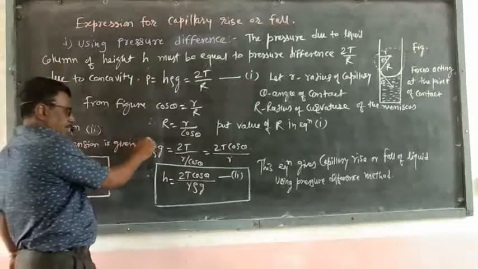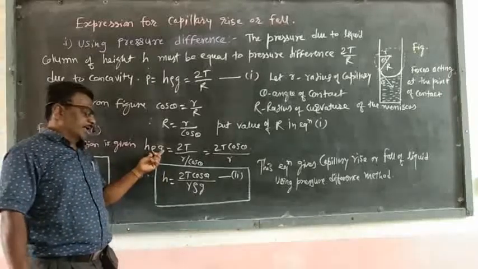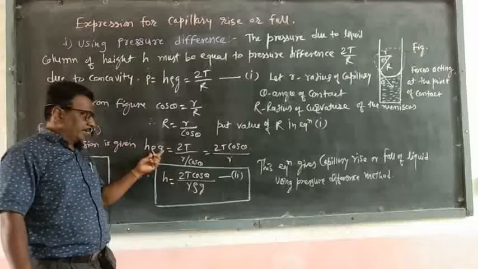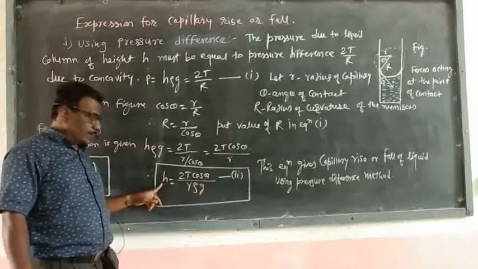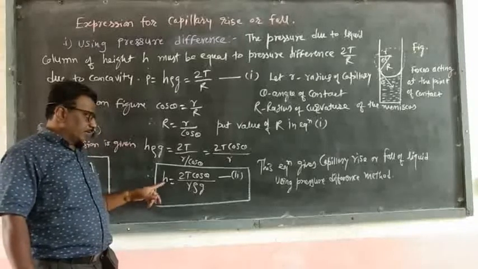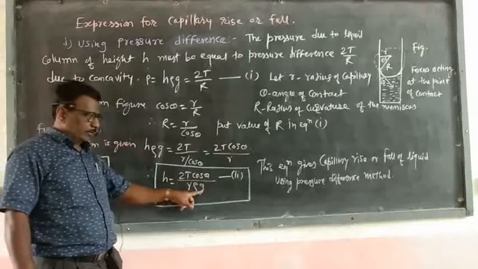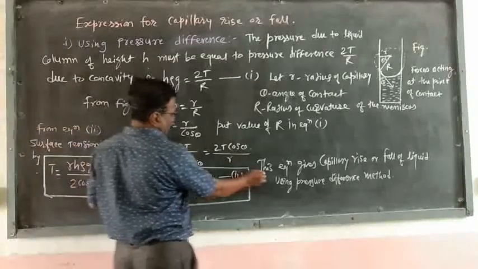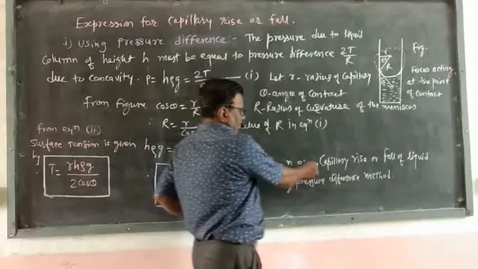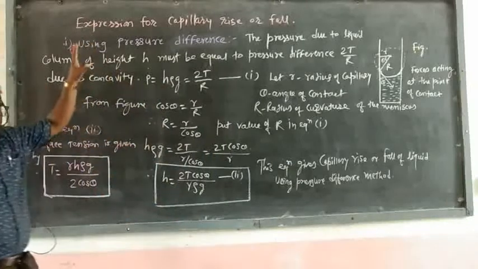Therefore h is equal to this divided by rho into g. On the left hand side it is in multiplication, when we take it to the right hand side, it goes to division. So we get h equal to 2T cos theta divided by r into rho into g. Call this equation number 2. So this equation gives capillary rise or fall of liquid using the pressure difference method.